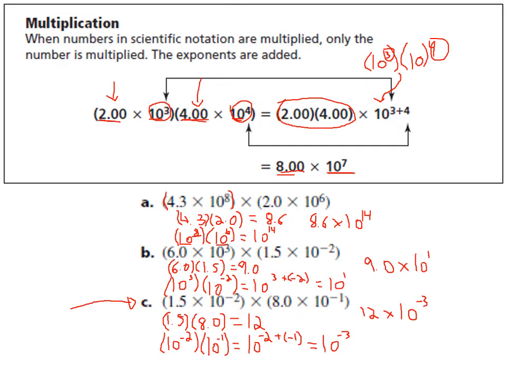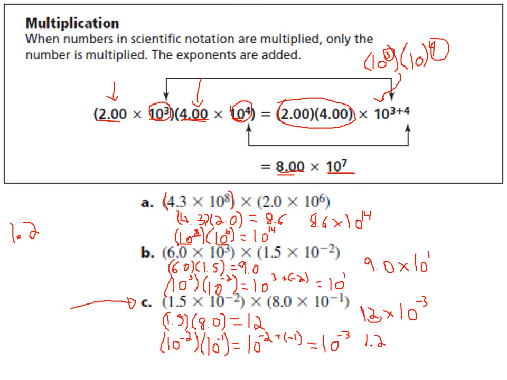But we do have a problem. You may have noticed that our coefficient here is 12. Remember, the coefficient has to be a number where you only have one number before the decimal. So for example, 1.2 would be an appropriate scientific notation coefficient to have, but we don't have that here. So we have to move our decimal place. Our decimal place is at the end here, and we need to move it over 1 to get 1.2.